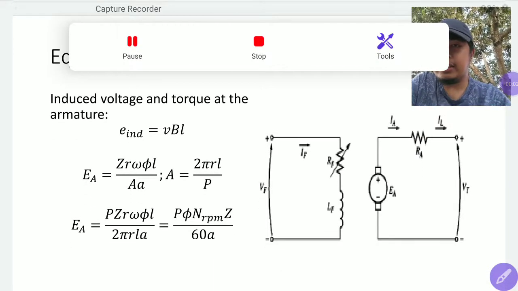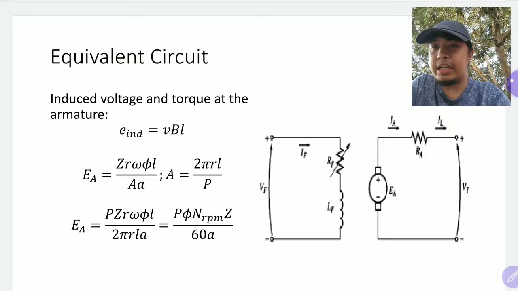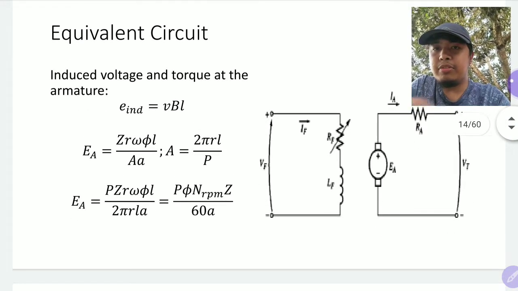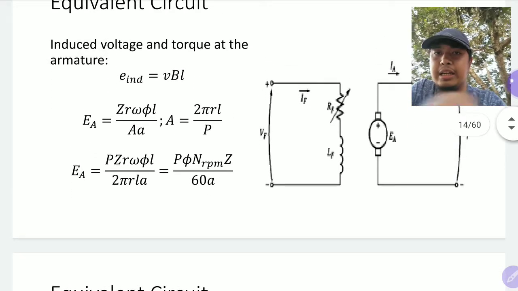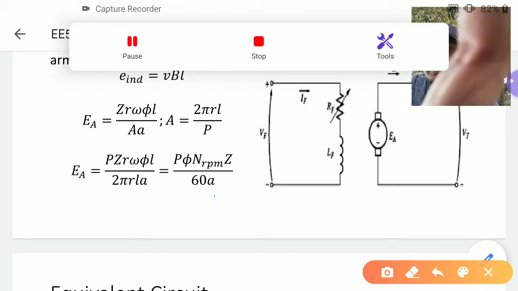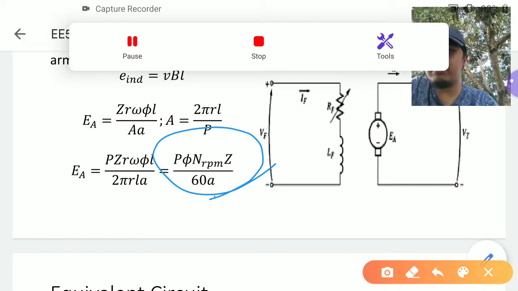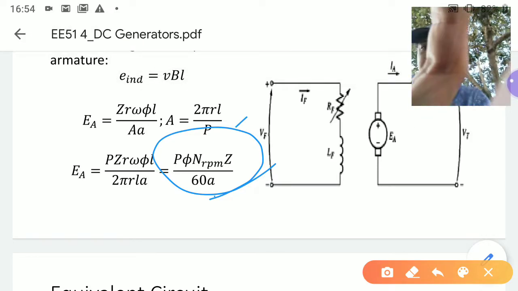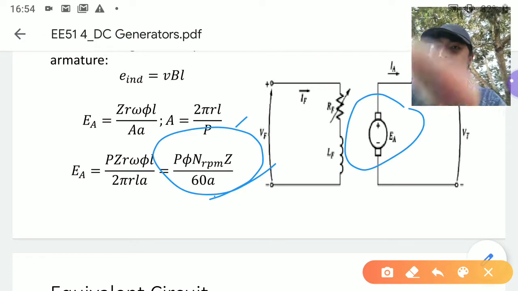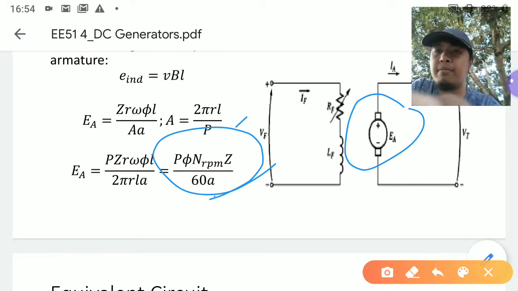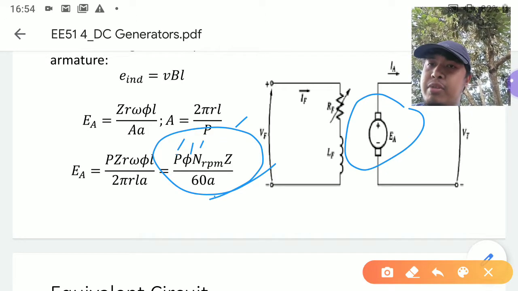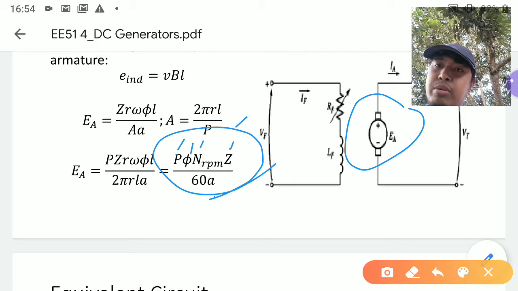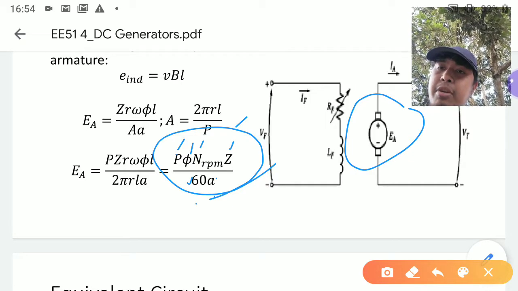Hello, from my last video discussion, I ended with this formula for the induced voltage of a DC generator. I just explained how to interpret this formula. You have the voltage at the armature equal to your number of poles, total flux, RPM, revolutions per minute. Then you have the total number of conductors divided by 60 and the number of parallel paths.